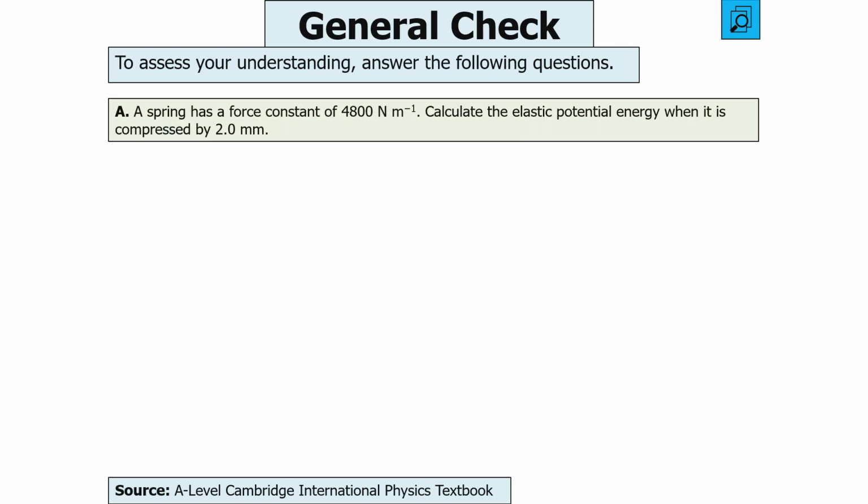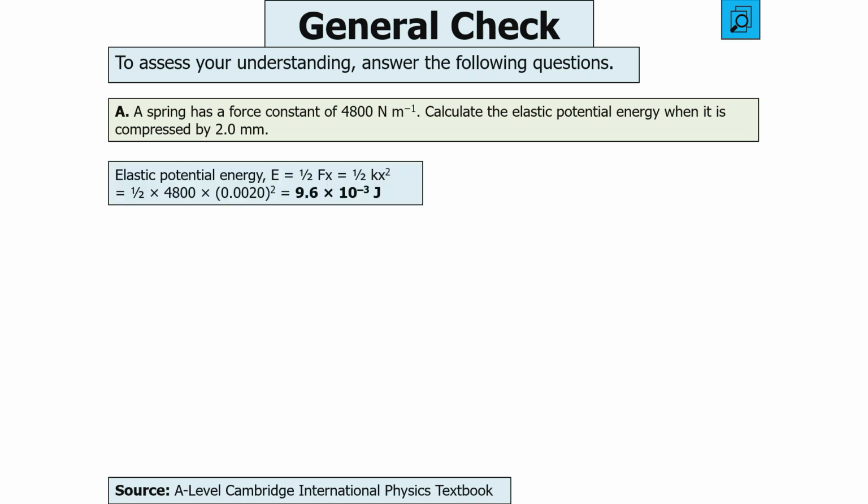A spring has a force constant of 4,800 newtons per meter. Calculate the elastic potential energy when it's compressed by 2 millimeters. So pause the video now, then unpause the video when you want to go through your answer. Well, elastic potential energy is a half Fx or a half kx squared. So it's a half times 4,800 times 0.002 squared, which is millimeters into meters. So we get 9.6 times 10 to the minus 3 joules.